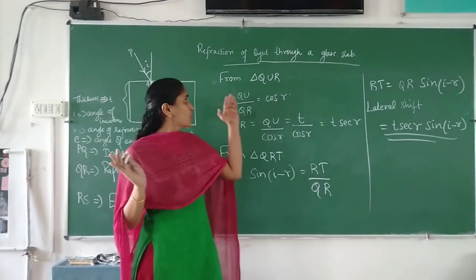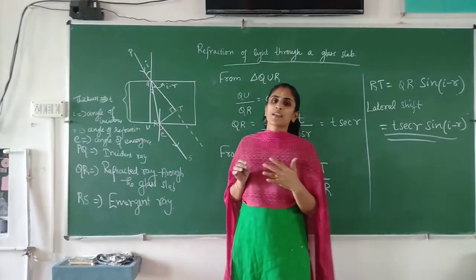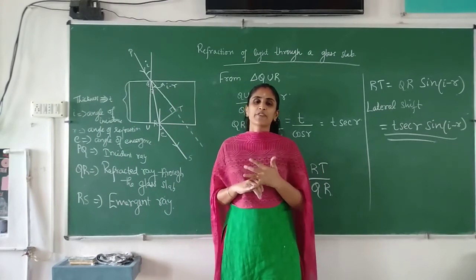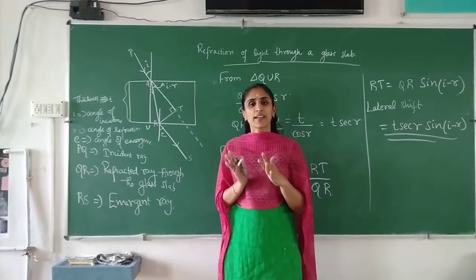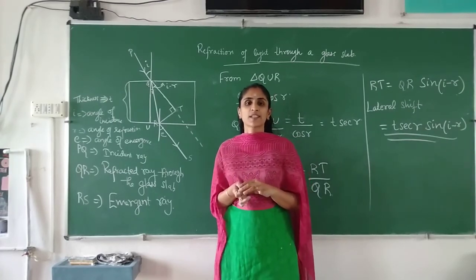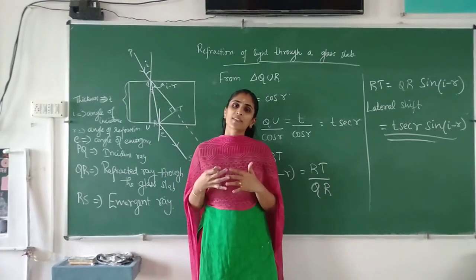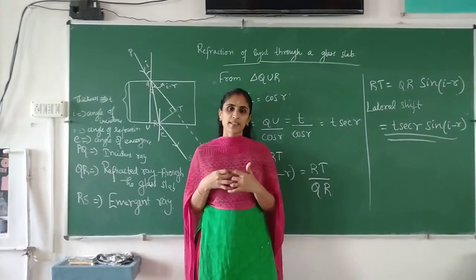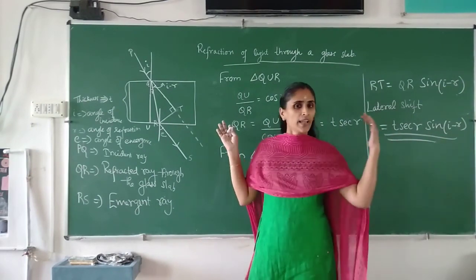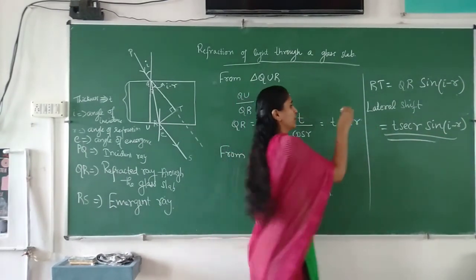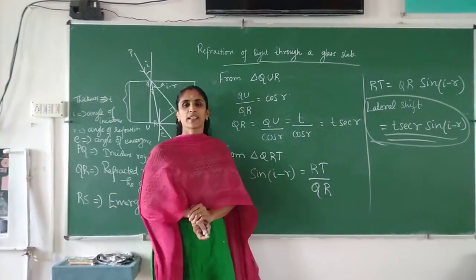Understood? No? So this is about refraction of light through a glass slab. So today we discussed about what is meant by refraction and what are the laws of refraction. Among that, Snell's law of refraction, that is very important. Then we discussed about what will happen if light travels from denser to rarer and rarer to denser medium. Finally, we discussed about the refraction of light through a glass slab and got an expression for the lateral shift. This is very important. You should know this. Okay, lateral shift is equal to T sec R into sin(I minus R).